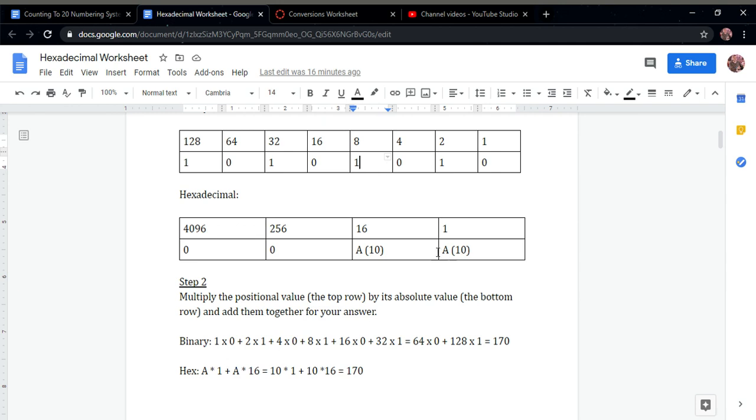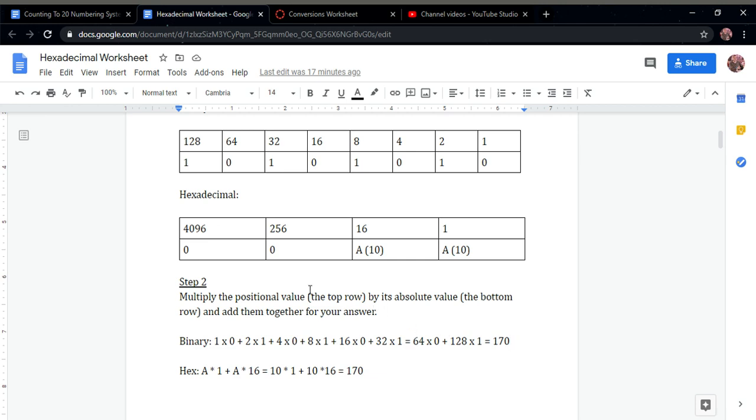Hexadecimal works the same. So this was 16. The positional value of the second digit is 16. We're counting 16s. We're not counting by 10s. We're counting by 16s. And A is 10 in hexadecimal. And so it's 10 times 16. And then 1 times 10, or 10. And you see I did all the math down here. So you're just multiplying what's on top by what's on bottom and adding them together. So A times 1 plus A times 16, 10 times 1, 10 times 16, 170. Notice it's the exact same number.